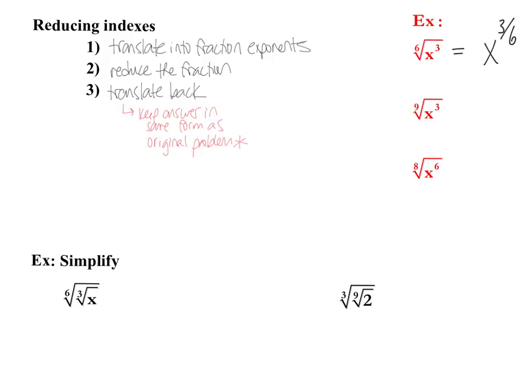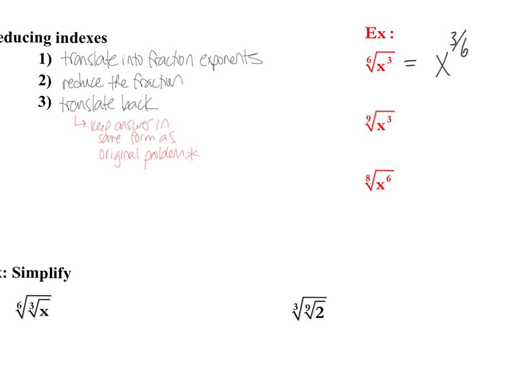Remember, the top number goes in, the bottom number goes out. So remember how to do that translation. That 3 is here, this 6 is here, and that's how you translate all of them. And then our instructions tell us to, number 2, reduce the fraction, which is x to the 1/2. And then step 3 is actually really important. Translate it back, meaning into the radical form, that radical language.